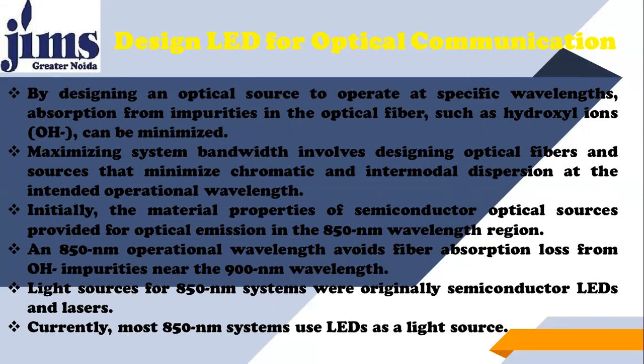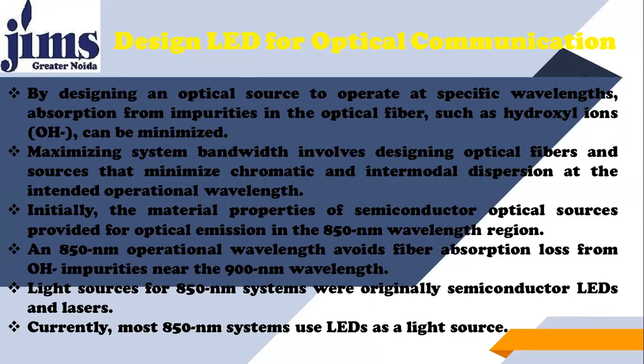So maximum system bandwidth involves designing optical fibers and sources that minimize chromatic and intermodal dispersion at the intended operating wavelength. So we choose that type of wavelength that has minimum chromatic and intermodal dispersion. These are the losses that come into the picture, and we are already familiar with both terms, and in my previous video lectures we already focused on chromatic and intermodal dispersions. So students are also aware of that. So we choose that type of wavelength in optical communication that minimizes the optical losses, maximizes the bandwidth, maximizes the capacity, and minimizes the intermodal or chromatic dispersions.